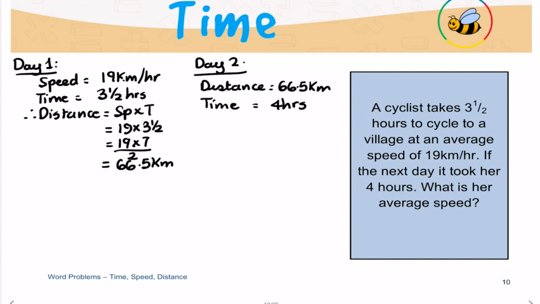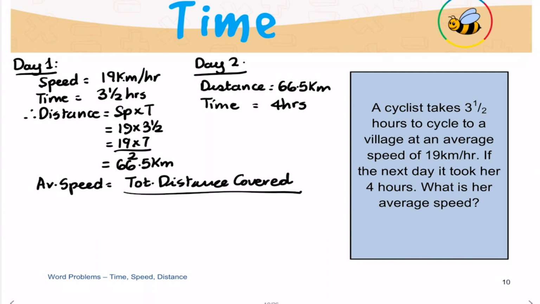So how do you calculate what our average speed is? What is the formula for speed? Average speed is total distance covered divided by the total time spent. In this case, the total distance covered is 66.5 kilometers on day 1 and 66.5 kilometers on day 2. The total time spent is 3.5 hours and 4 hours.